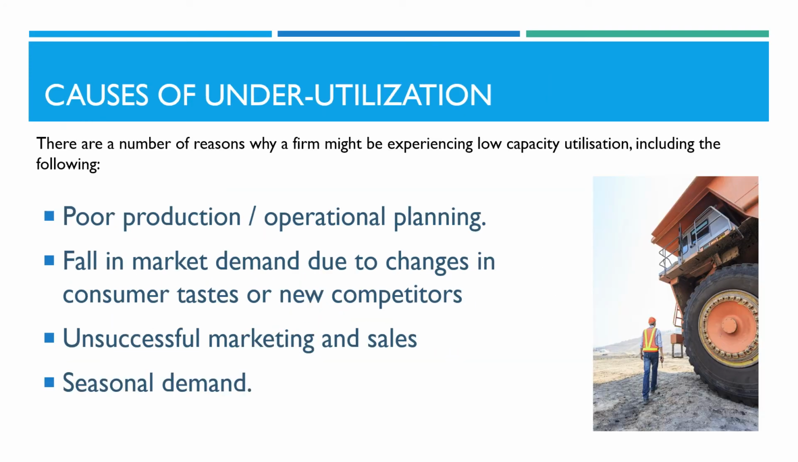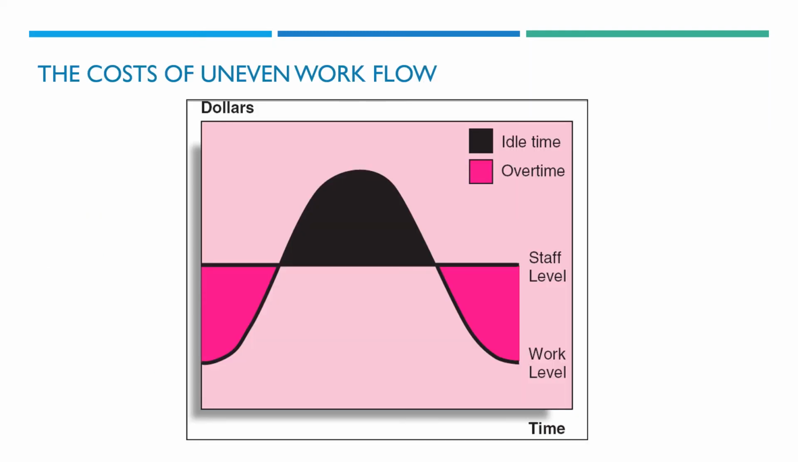There are a number of reasons why a firm might be experiencing low capacity utilization, including the following: poor production or operational planning, a fall in market demand due to changes in consumer tastes or new competitors, unsuccessful marketing and sales, or seasonal demand. Workforce scheduling is a vital key to improving operational efficiency. In this diagram, we can see the consequences of uneven staff utilization.